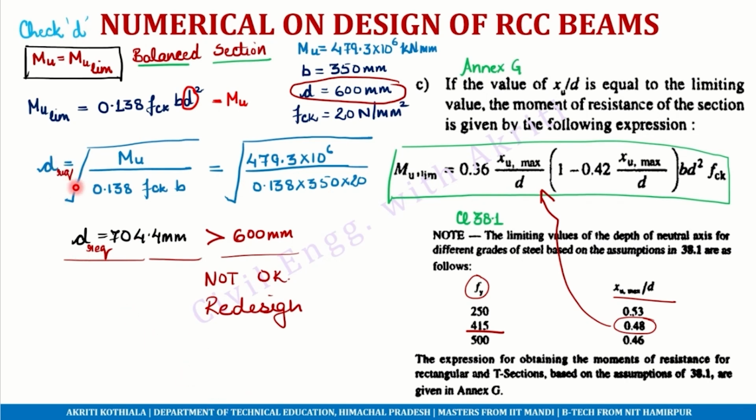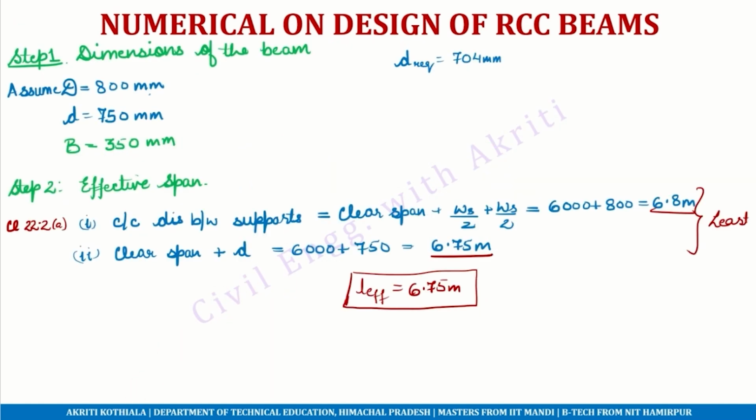So when we calculate this value, the required value of D calculates to be equal to 704.4 millimeters. However, what we have provided is very less, that is equal to 600 millimeters. So this is not okay and we will have to redesign. Up to this point, it is completely the same as what we had done in the lecture C of this series. So you can go there and look at a detailed video of that. So now we are going to redesign again and move back to step 1.